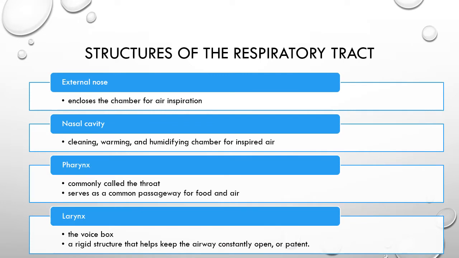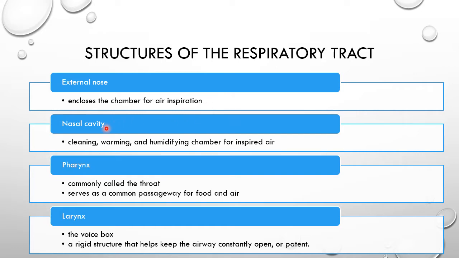So let's identify the particular structures of your respiratory tract and their description. We'll start with the external nose. Your external nose encloses the chamber for air inspiration. Air inspiration can be through the nose and the mouth. So that's the main function of the external nose.